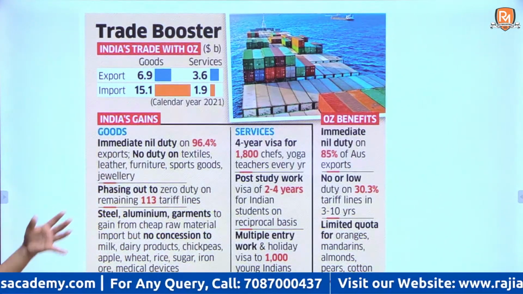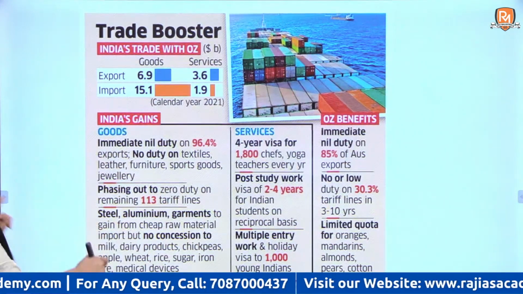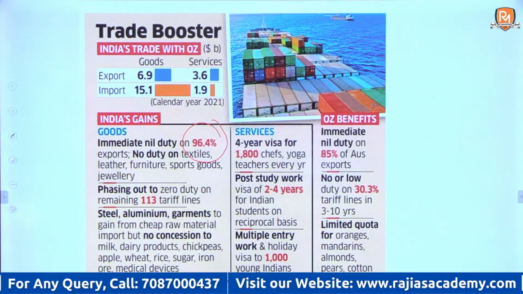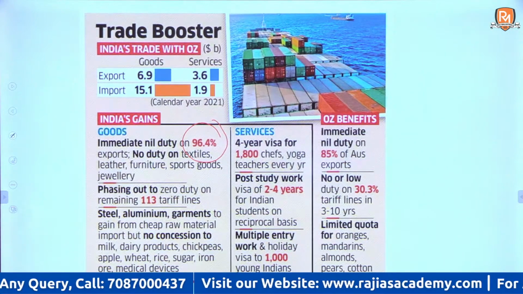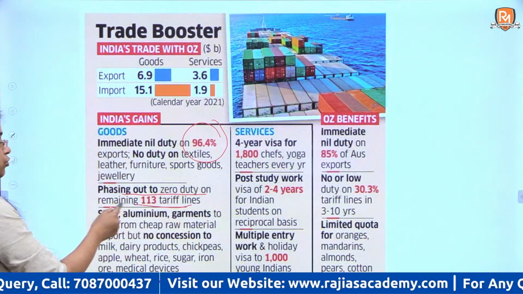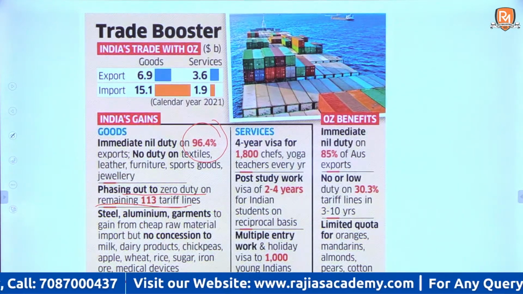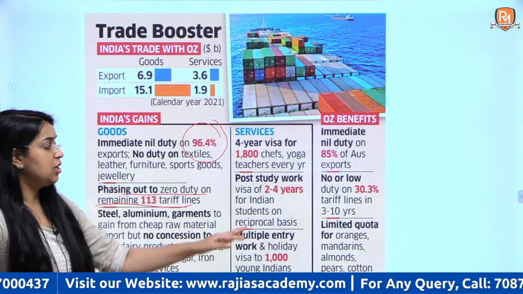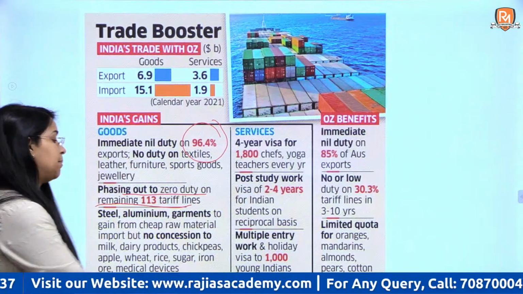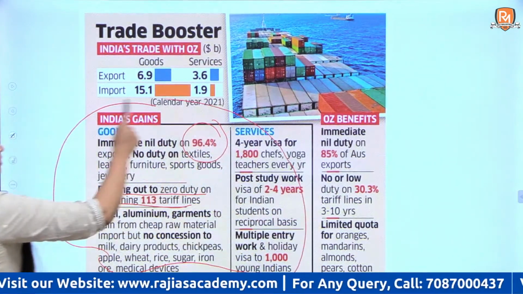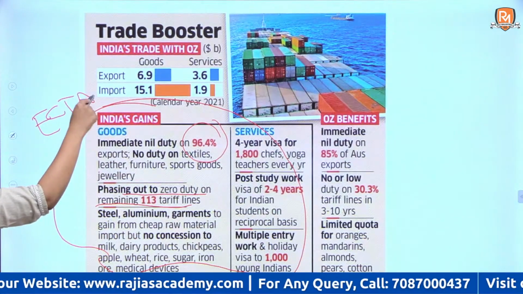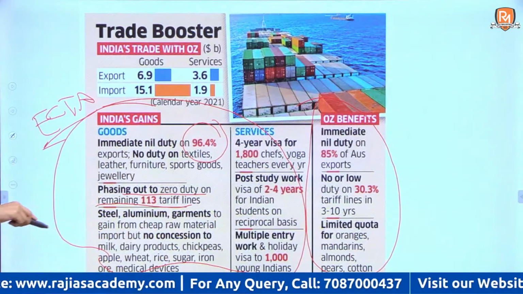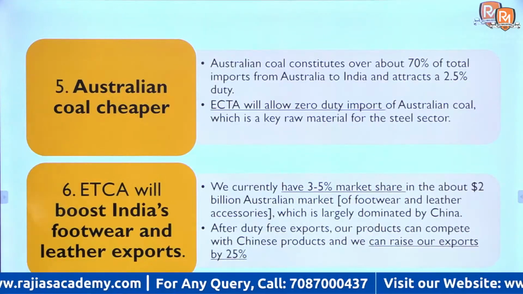तो इस infographic में all that information is being written. देखिए, जैसे कि India will get zero duty access for 96% of its goods, ठीक है. Phasing out of zero duty on remaining 113 tariff lines will be done gradually, ठीक है. 4-year visa to chefs, yoga teachers, post study work visa will be given, ठीक है. ये सब advantages हैं जो India will reap from this economic cooperation and trade agreement, ECTA, and then these are the benefits that Australia will leverage, right. Very important agreement that has happened between the two countries.